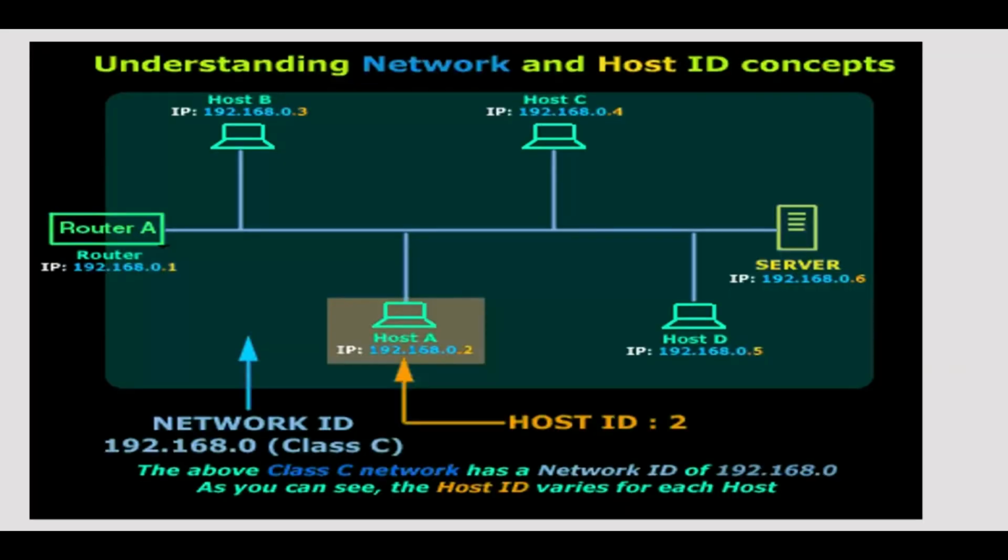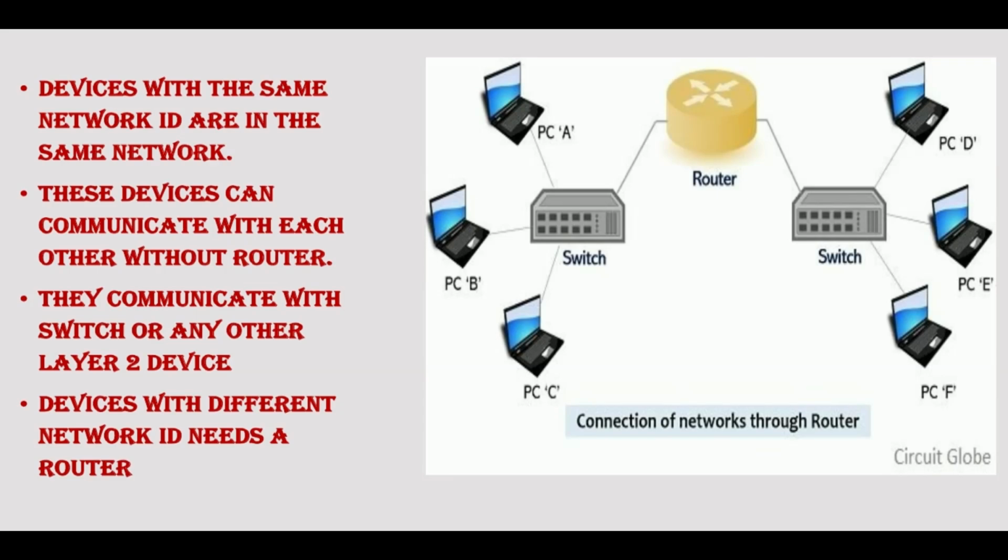As we can see in the picture, we use the 192.168.0.0 network here, which will have 254 host IDs. We just need to change the last octet from 1 to 254. Devices with the same network ID are in the same network. These devices can communicate with each other without a router. They communicate with a switch or any other layer 2 device.